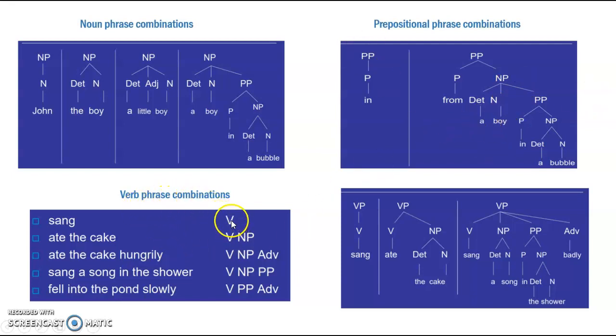The verb phrase: we have only a verb, then a verb and a noun phrase, and a verb, noun phrase, and an adverb. And here it's important to remember, to be redundant, the specific theory about verbs and adverbs. Remember, adverbs only modify verbs. That's why you have to group the adverbs into the verb phrase combinations. Here you have other combinations, and here you have an example of how to diagram those verb phrase combinations.